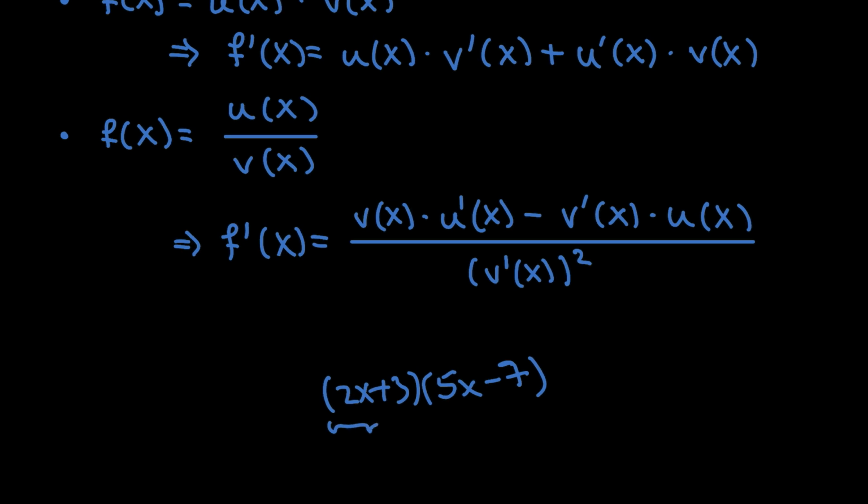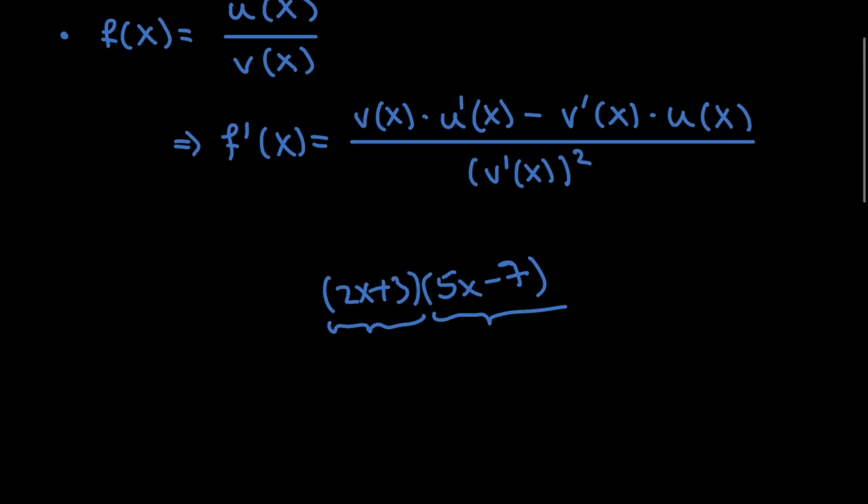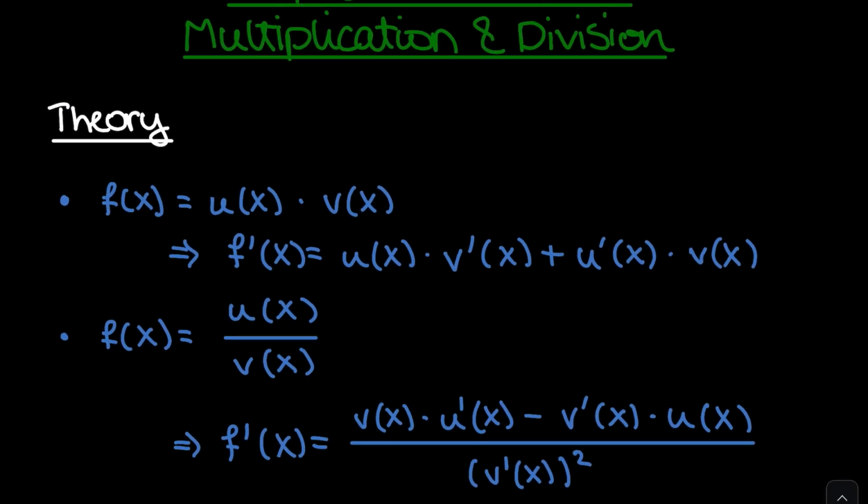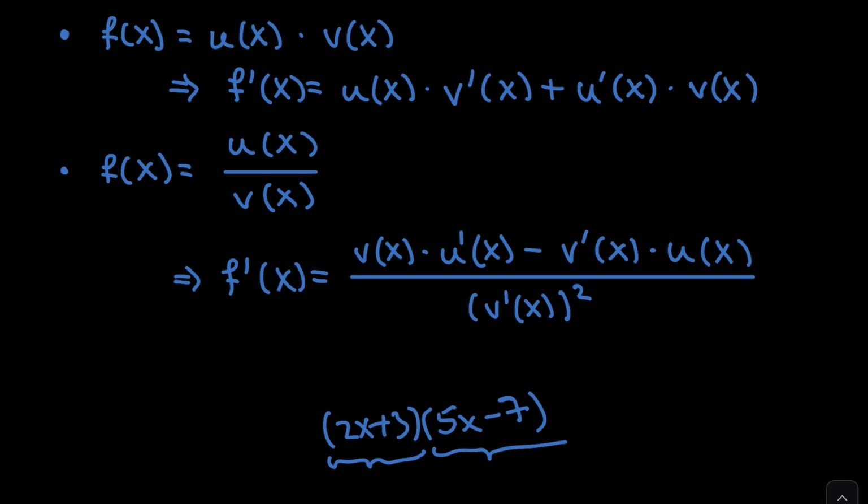We can identify two smaller functions, maybe these two, and instead of expanding this out, which would also work, and then we just get a normal looking polynomial, we can find the derivative of each of these two functions and then apply the product rule, for example.